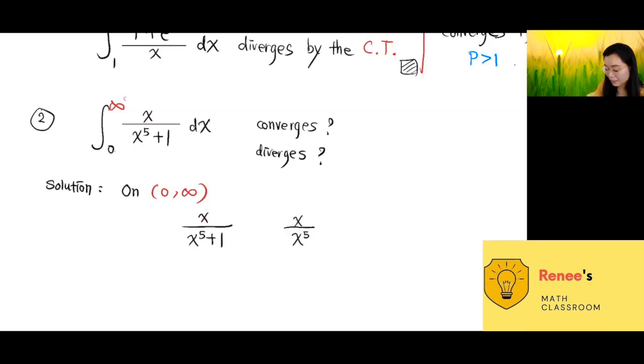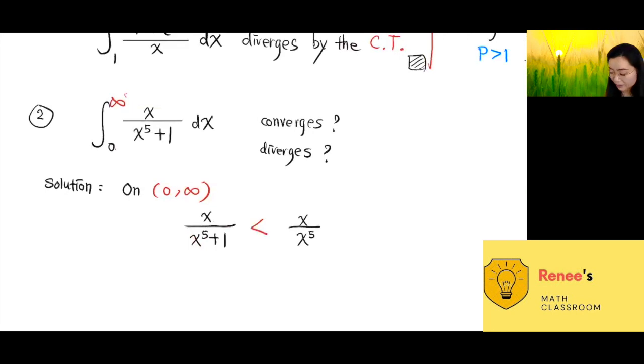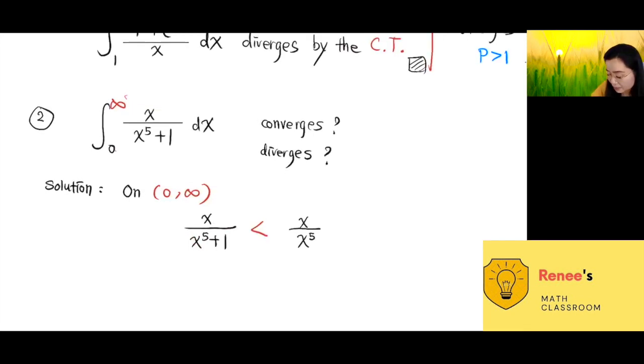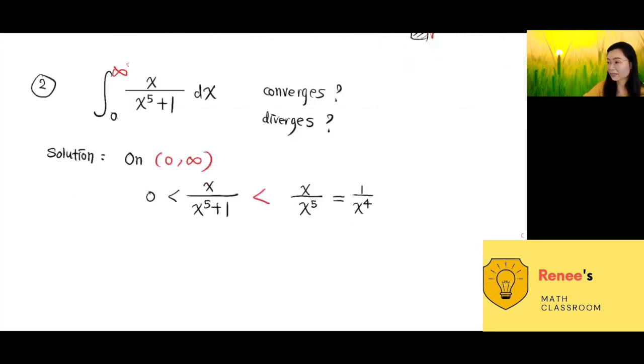Okay, so which one's bigger on 0 to infinity? The bigger the denominator, the smaller the quotient, right? So this is smaller. So that's bigger. And both of them are greater than 0 because we're talking about from 0 to infinity. Now this one over here is equal to 1 over x to the 4th power, which is a simple function. We know how to integrate it, okay?